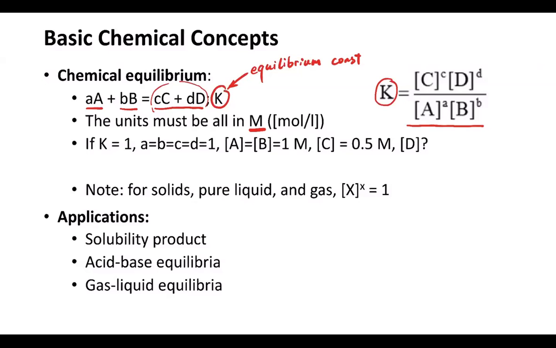Okay, so just to do a quick practice. Let's say we have a reaction where all of these coefficients are 1. So basically it's A plus B going to C plus D. For this reaction, let's say that under 25 Celsius, K is equal to 1. Further, we have the concentration of A and B and the concentration of C. So what is the concentration of D? Let's do a quick poll on this problem here.